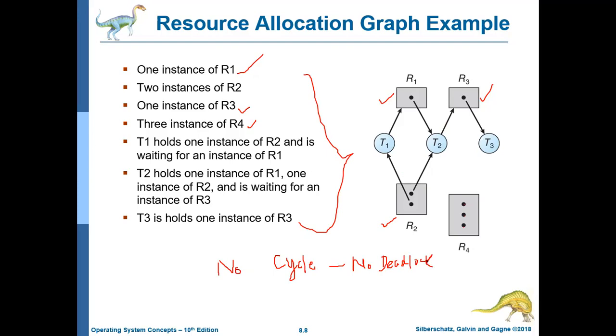No cycle means no deadlock. A cycle may or may not have a deadlock. It is not compulsory that every time you get a cycle, it will be a deadlock. But if there is no cycle, you can directly say it will not have any kind of deadlock. Cycle, deadlock may or may not be there. Okay, now moving forward.